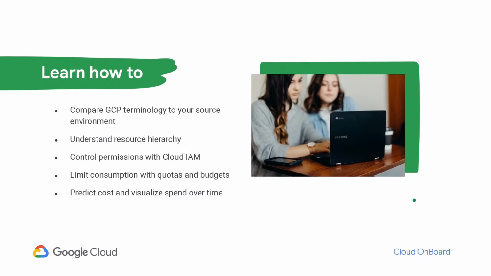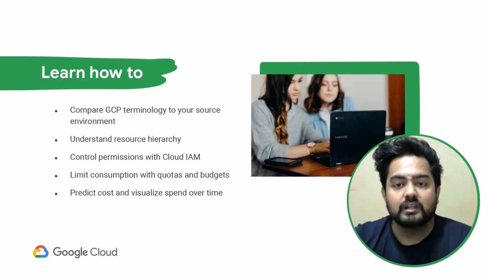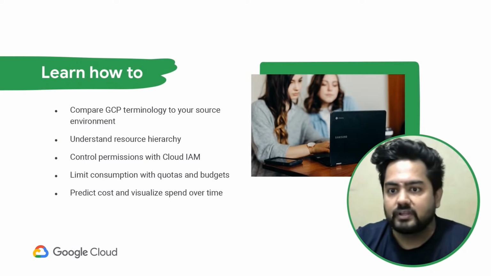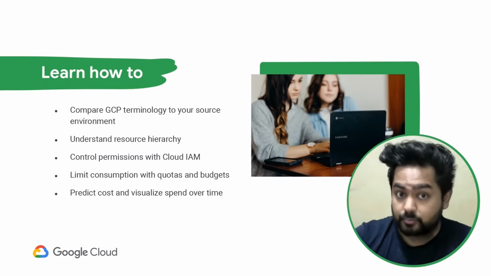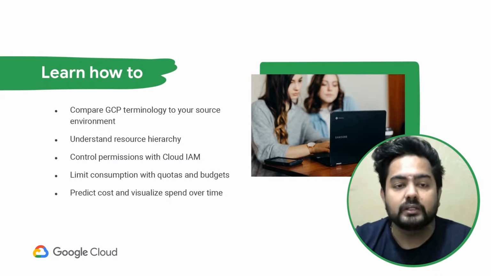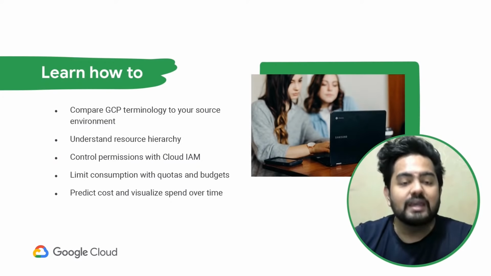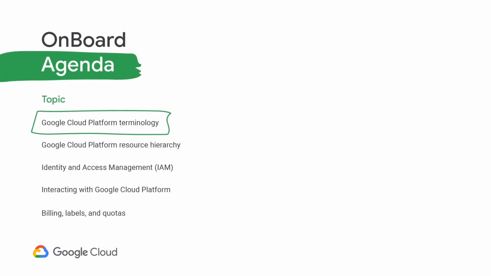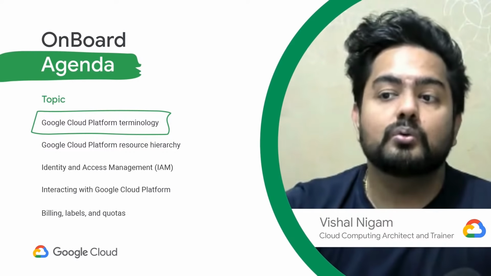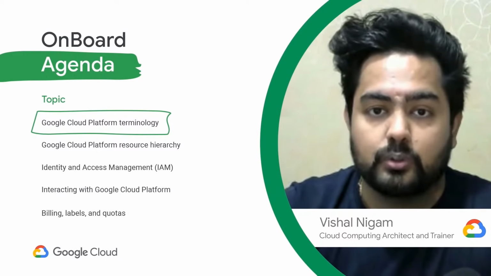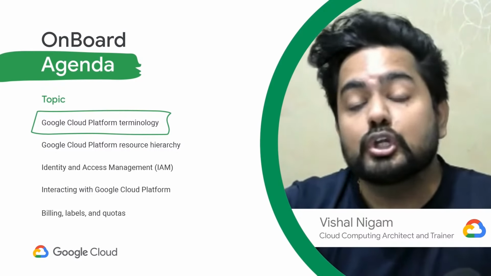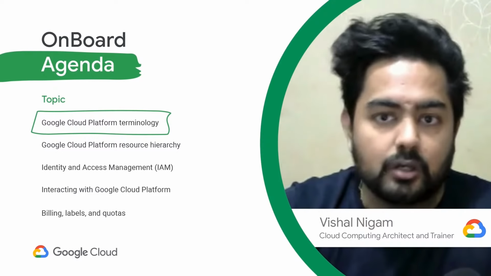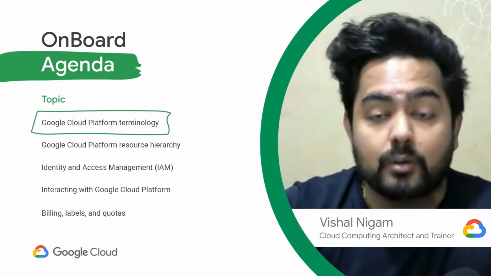We will compare these terminologies that you're familiar with, on-prem or AWS, to the corresponding terminologies on GCP. We'll explain how the resource hierarchy works in the Google Cloud Platform and discover ways to control permissions with Cloud Identity and Access Management. So we're going to learn about the first thing, Google Cloud Platform terminology. We will compare the terminology that you're used to from your source environment to the Google Cloud Platform equivalent.